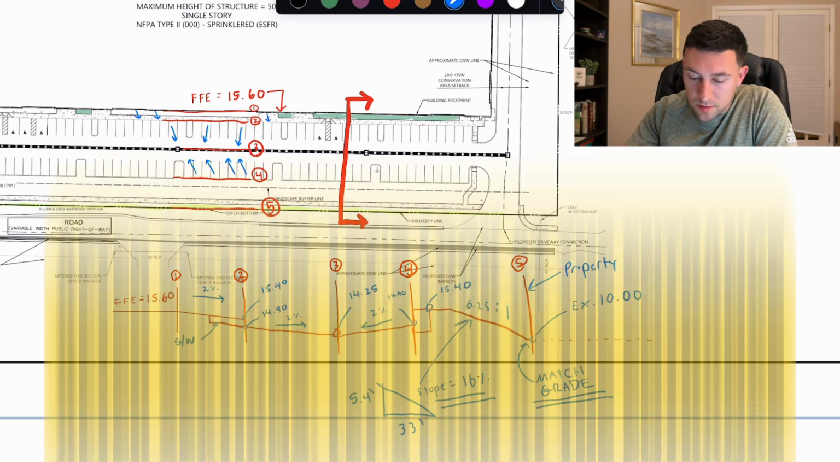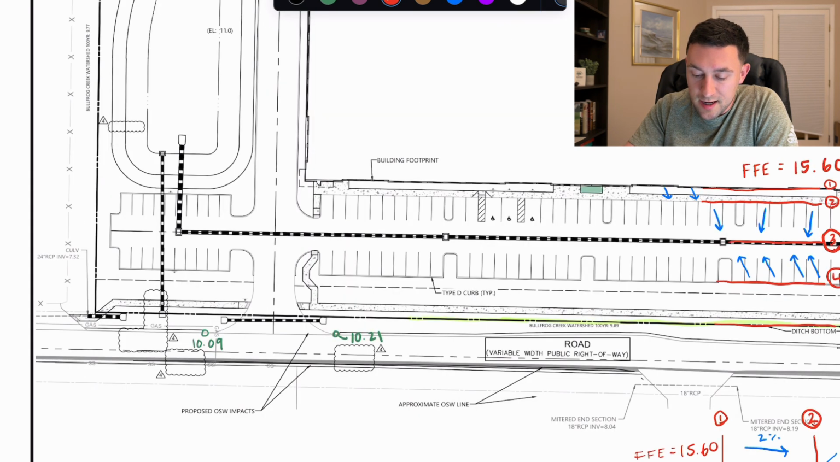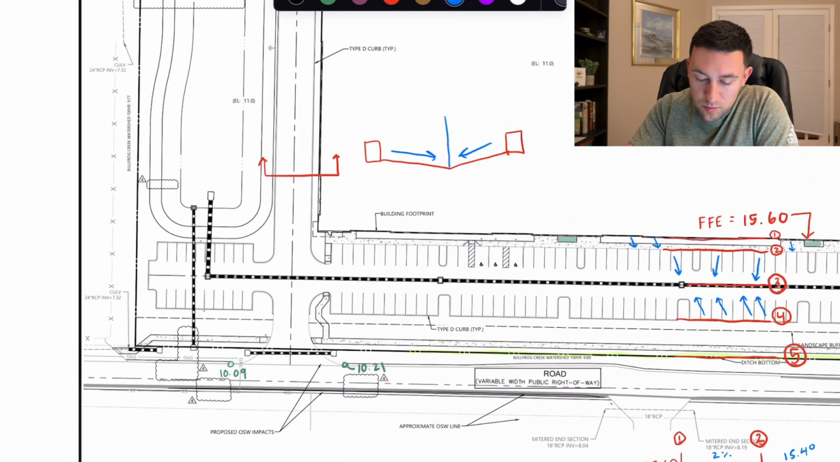We've already talked about how this development is going to have inverted crown. All that means is if I were to take a cross section of this guy, that road is going to look something like this. You got these little travel lanes, right? And water's going to slope away from that edge of pavement to the middle. So water sloping from the outside to the middle.